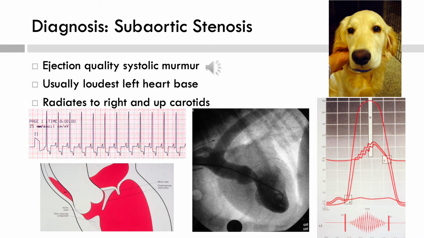Dogs with subaortic stenosis often have the murmur heard best at the left heart base, and it often radiates to the right heart base. It sometimes radiates up the carotid arteries as well. The ECG shows a left ventricular enlargement pattern with ST segment depression from a dog with aortic stenosis. And the angiocardiogram picture shows the narrowing below the aortic valve as well as hypertrophy of the left ventricle.